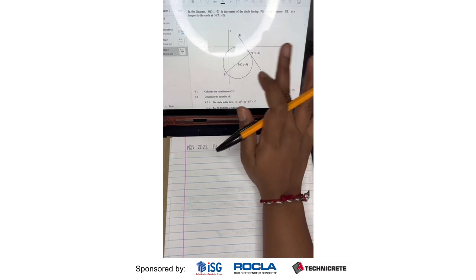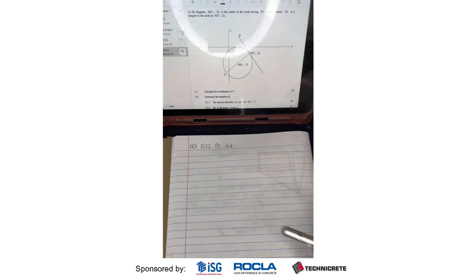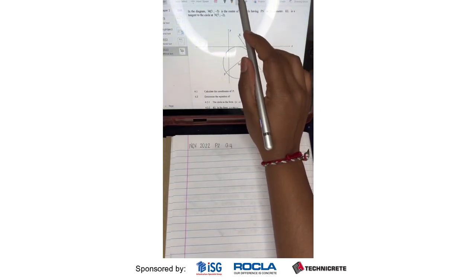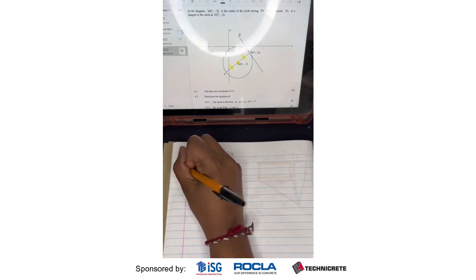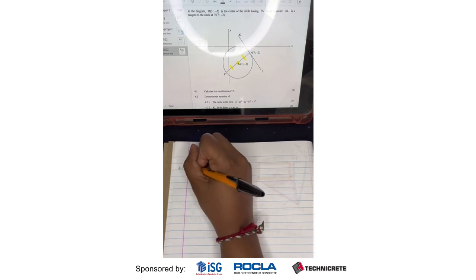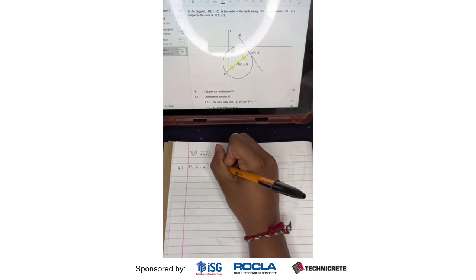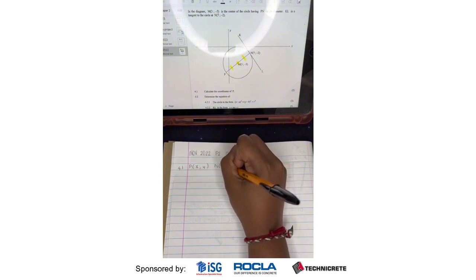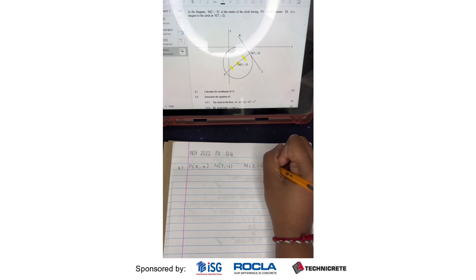First question says find the coordinates of P, and I just said that M is the center of the circle, and if M is the center of the circle, that's going to mean PM and MN are equal. That makes M the midpoint. So let's write down our coordinates. We want P, x and y. N is (7, -2), and M, which is the midpoint, is (3, -5).